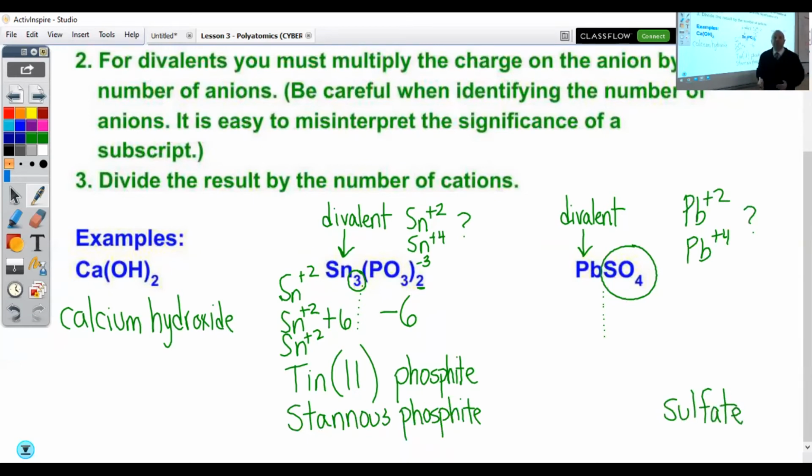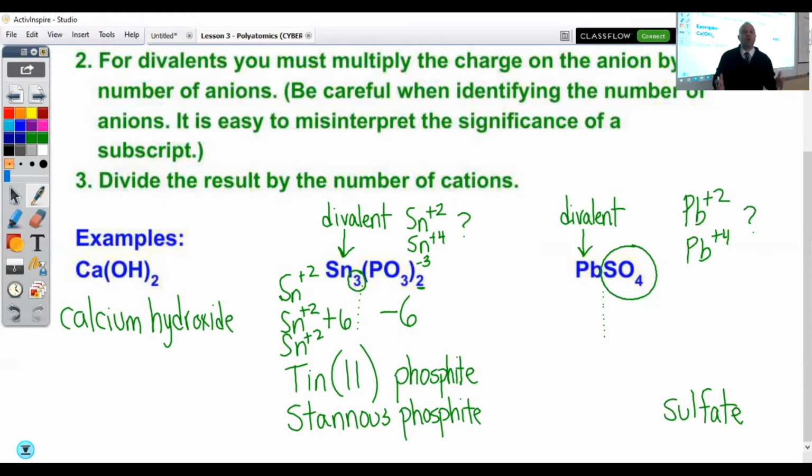My next question is, how many sulfate ions do I have? Be careful. If you said 4, you're misinterpreting the subscript as the number of ions instead of part of the sulfate ion. In fact, I have just 1 sulfate. And I know that because if I had more than 1, sulfate would be in parentheses. We don't see any parentheses in this example.